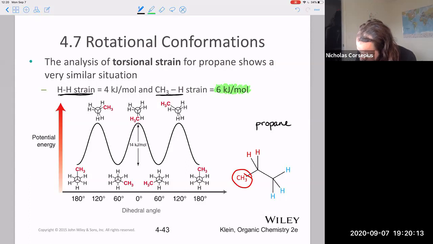So again, you start over here in this staggered conformation, start rotating that methyl group down, decreasing that torsional angle there. And now instead of just a penalty of 12 kilojoules per mole for every eclipsed conformation, we incur a penalty of 14 kilojoules per mole for every eclipsed conformation, because that's 4 plus 4 plus 6, right? This is 6 kilojoules per mole. This one's 4, and this one's 4.